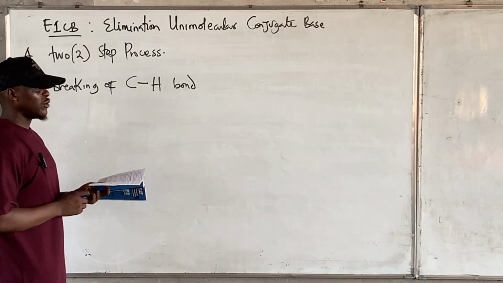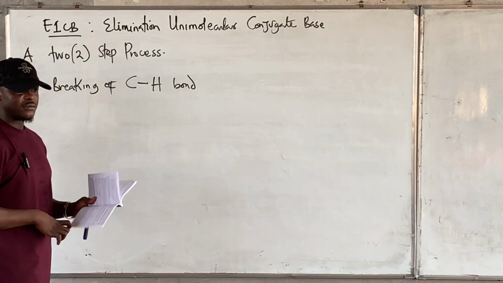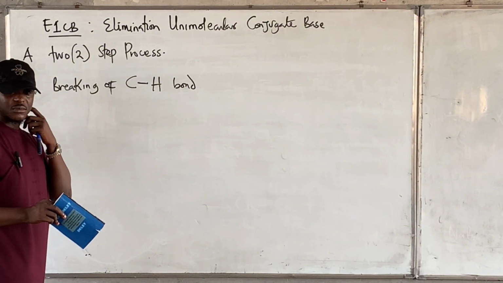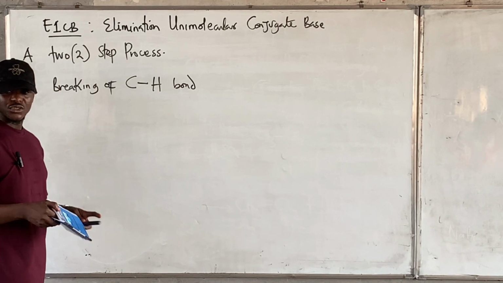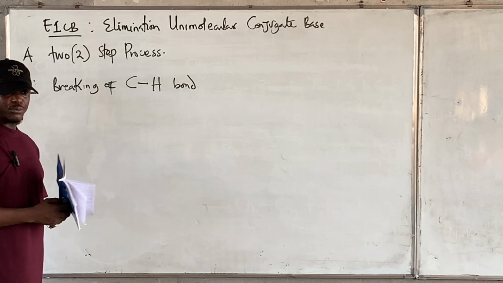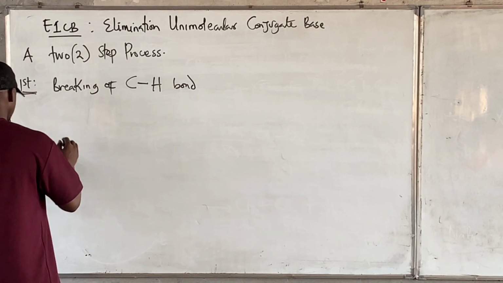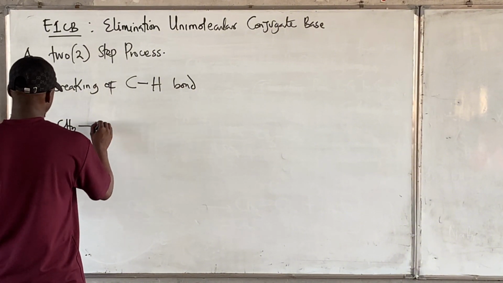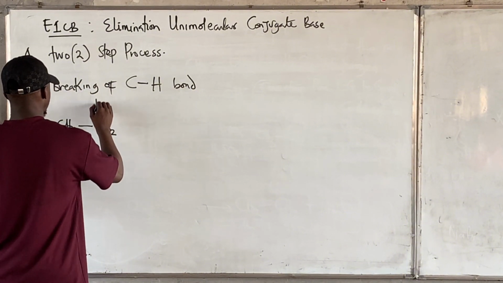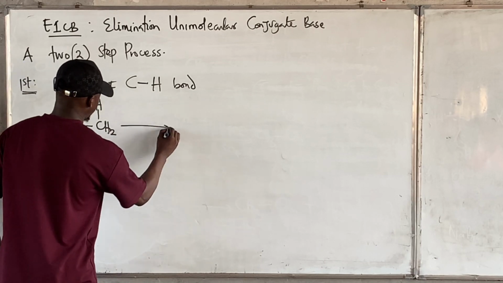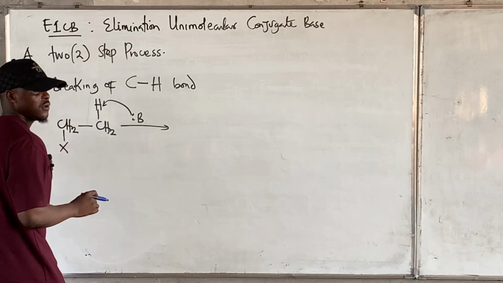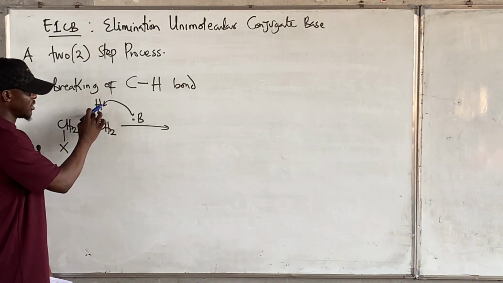Please remember, this is the opposite of E1. In E1, the first step was breaking of carbon halogen, and the second step was breaking of carbon hydrogen. In the case of E1CB, it is the opposite. So let's use this substrate. This is CH2X. Now here, the base pulls out this hydrogen and breaks this bond.